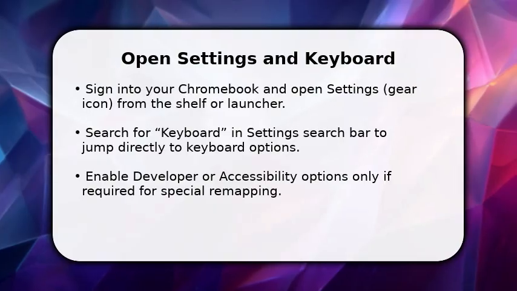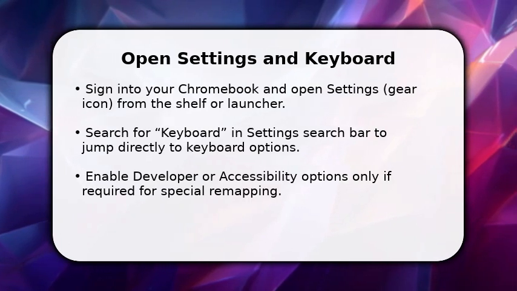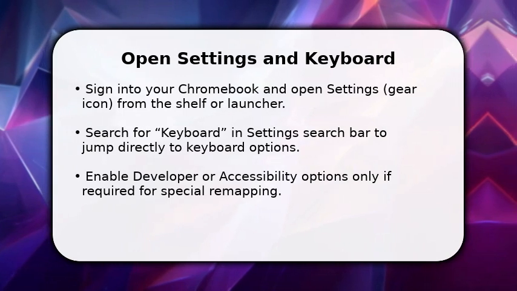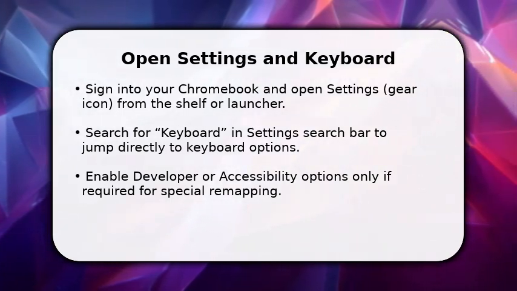You start by opening Settings and locating the Keyboard section. This is where Chromebook stores shortcut controls. Once done, use the search bar and type Keyboard to jump straight there and avoid digging through menus.